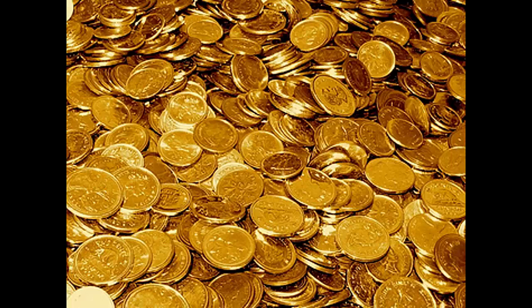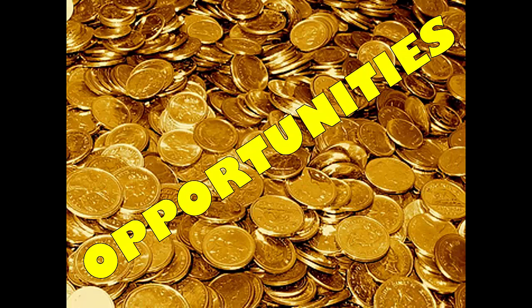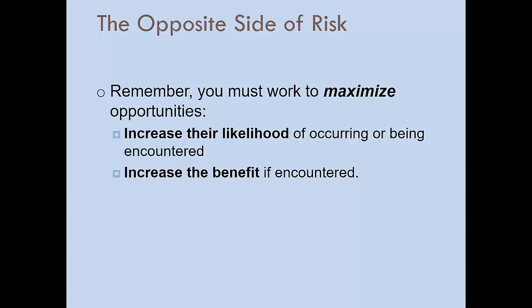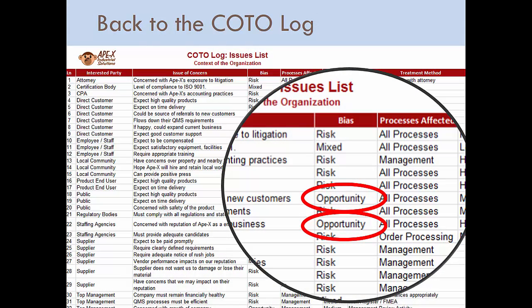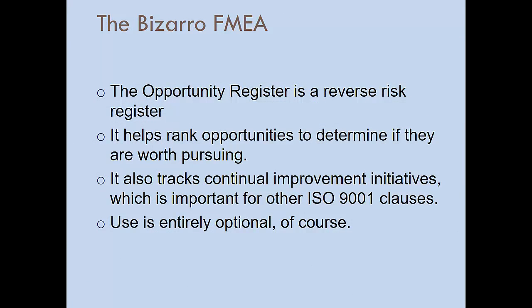So, we're done, right? No, because we forgot all about the opportunities. Remember, again, opportunities are something that need to be managed as well. So, you must work to maximize your opportunities, which means increase their likelihood of occurring or being encountered, and then increasing the benefit if they are encountered. All right, so we go back to our Issues tab, and we see that a few of these we've highlighted as opportunities. We're then going to enter them onto what I call the Bizarro FMEA, or the Opportunity Register.